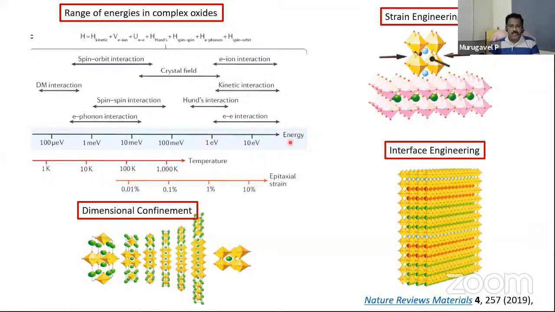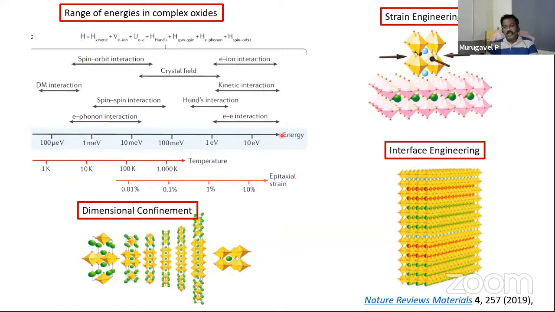And apart from that, if we say there are some external parameters like temperature, epitaxial strain, electric field, and magnetic field, depending on their strength, they can fall in different energy ranges. So by using these external parameters, which can fall in the energy range of these competing interactions, one can change these interactions and thereby change the physical properties of this material.